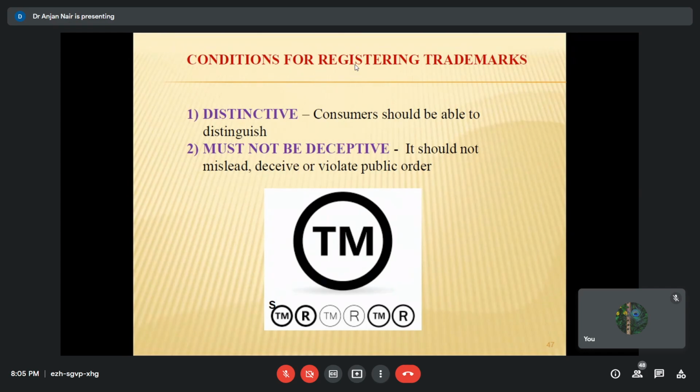So can you tell me what is the symbol for the McDonald's company? Hello? Are you there? Are you able to hear? Yes, sir. What is the symbol for McDonald's? Famous symbol. Sir, capital letter M.